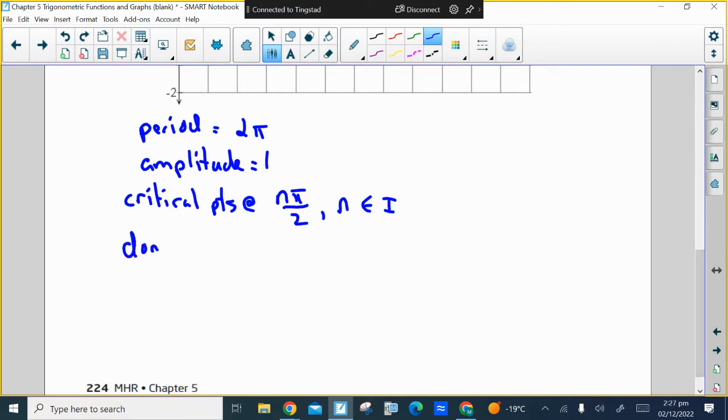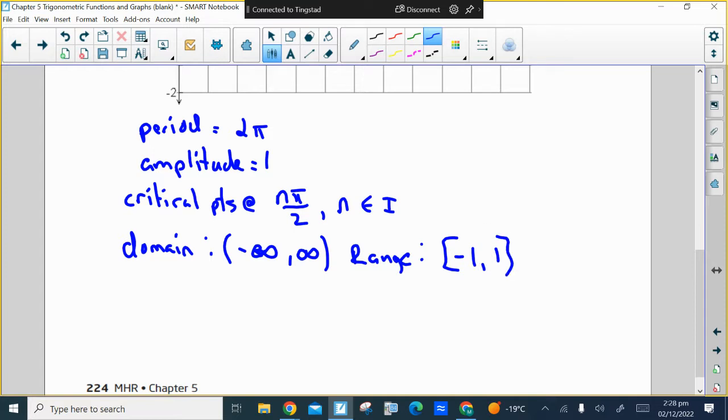Our domain doesn't change, and neither does our range. We're going from negative infinity to positive infinity along the x-axis. And our range still goes between -1 and +1 inclusive. Our x-intercepts will now be in terms of radians. They're at every pi radians.